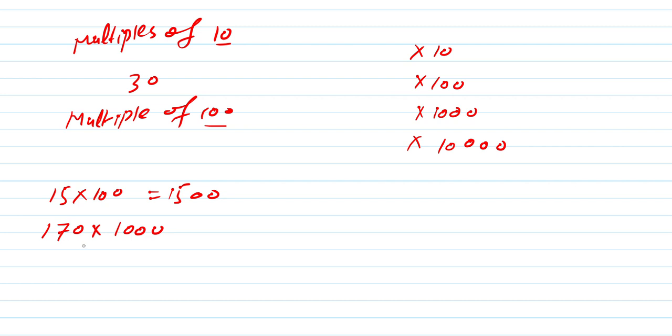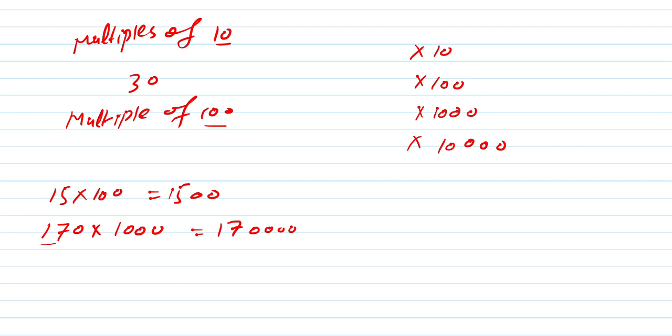Now, in this case, 17, now three zeros of this 1000 and one zero from here. So total four zeros you will write. Okay? This is the multiplication of a whole number with 10, 100, 1000, 10,000, 100,000 like that.